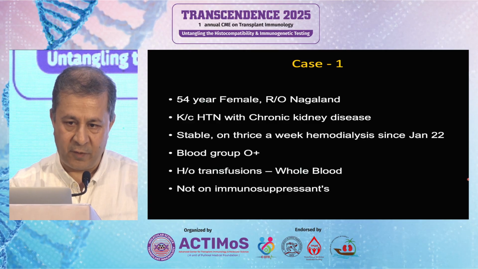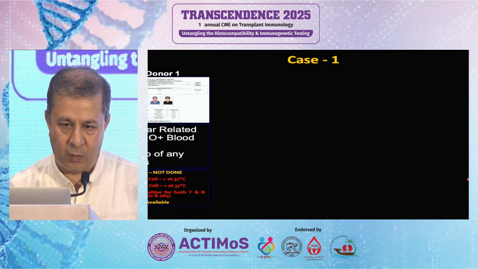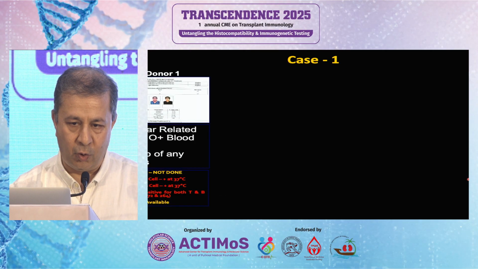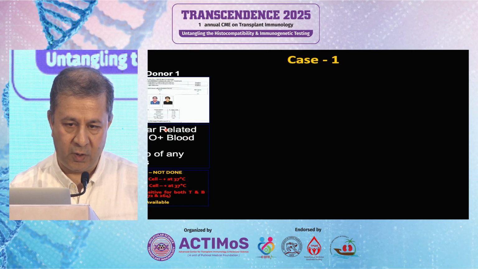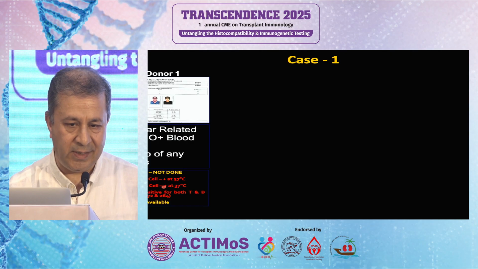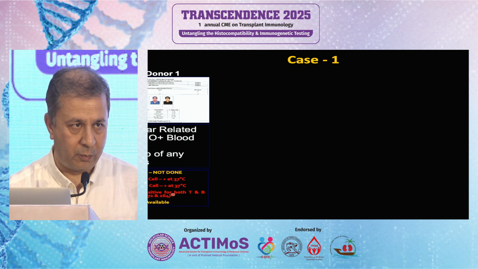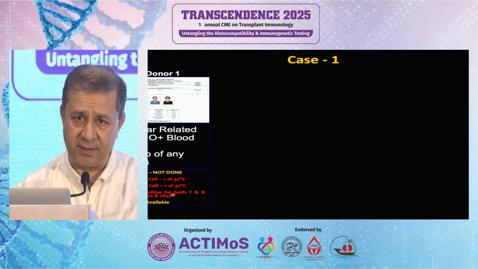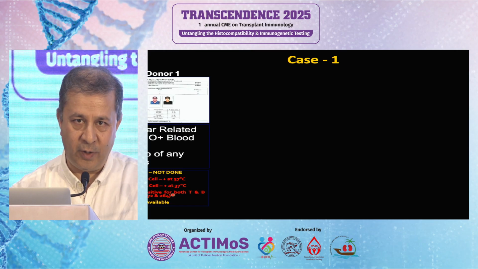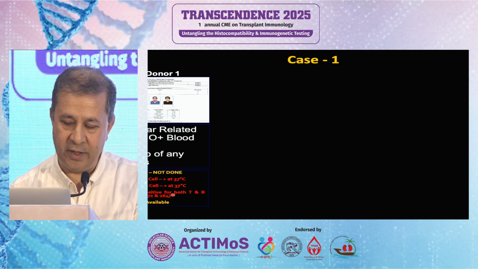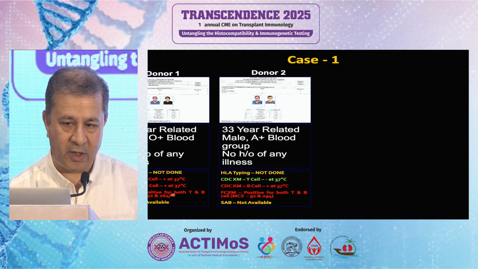So the first donor for her was a 29-year-old related donor who was again O positive. No previous history in this donor. Typing had not been done and SAB was not available. But look at CDC: both T and B cell were positive, and flow was also positive. Obviously in such a circumstance, with a CDC and a flow positive, we do not go ahead and we ask for an alternate donor.